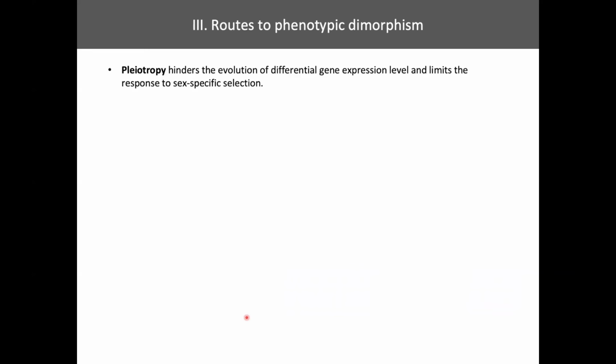So pleiotropy is where a gene performs several functions and affects multiple traits, and it's thought to hinder the evolution of differential gene expression level and limit the response to sex-specific selection. So genes with broad expression patterns, which is a proxy for pleiotropy, are known to be less likely to be differentially expressed. And alternative splicing might avoid pleiotropy and other constraints acting on expression level through the generation of distinct male and female isoforms. And we set out to test this.